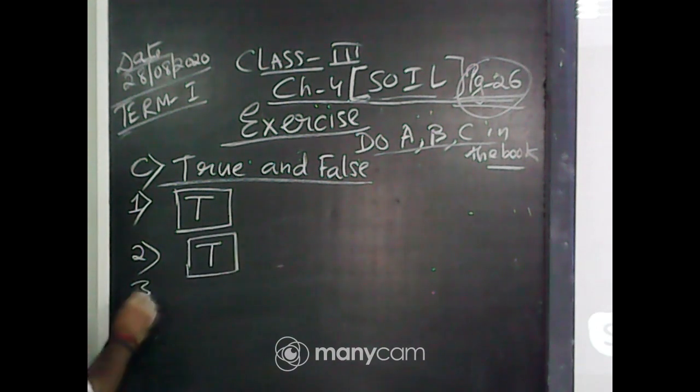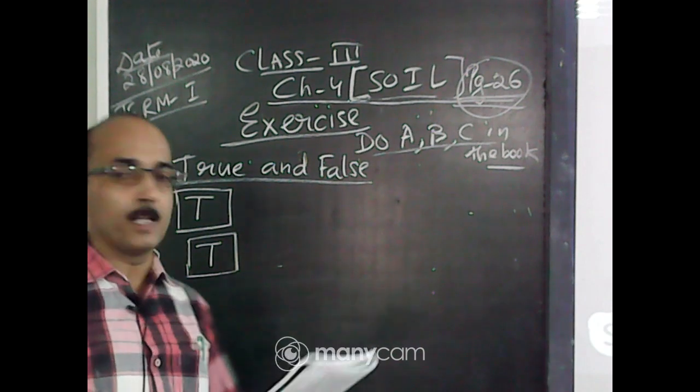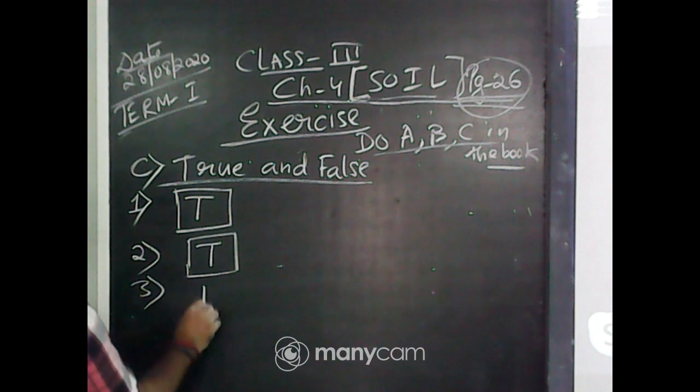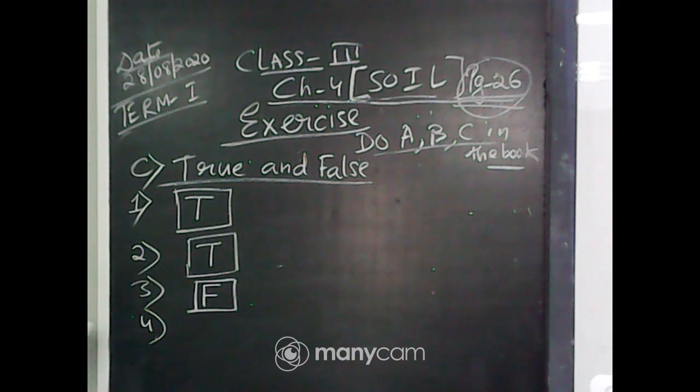Number 3, the lower layer of the earth is called soil. Yes, it is false. The upper layer of the earth is the soil. Okay. Number 4, earthworms are often called farmers' friends. Yes, this is true.